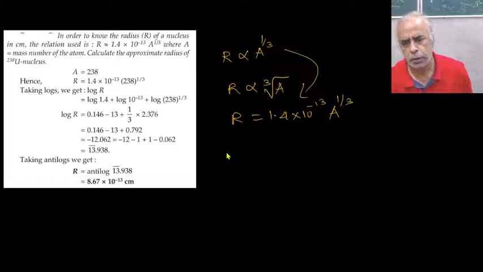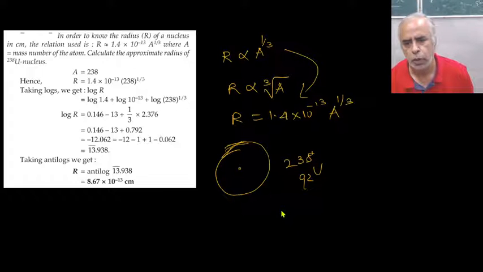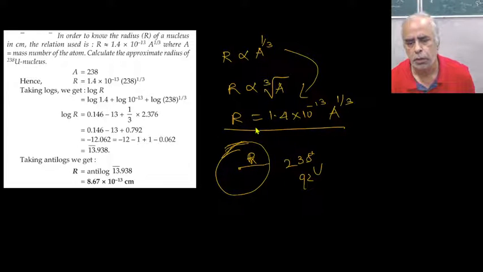So you may be interested to calculate the uranium radius. Let me consider uranium 235. Here it is given as 238, so let us take 238: uranium 92, 238. Now this is the radius that we know already, that is R. So R is equal to 1.4 into 10 power minus 13 times A power 1 by 3. A is nothing but 238, you can substitute.